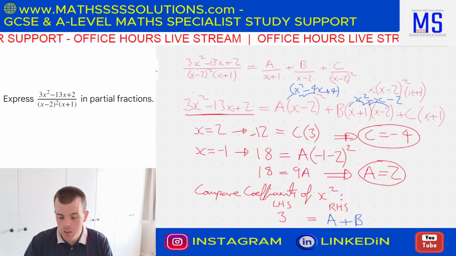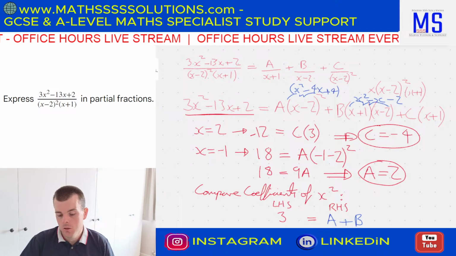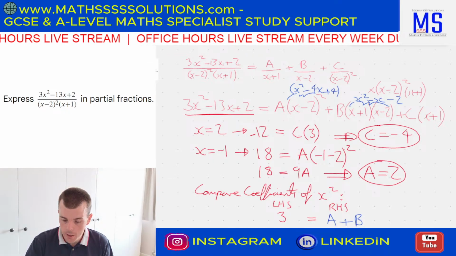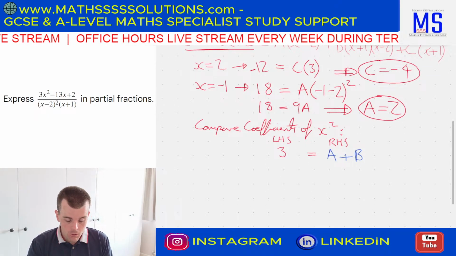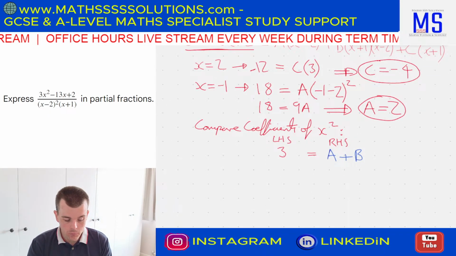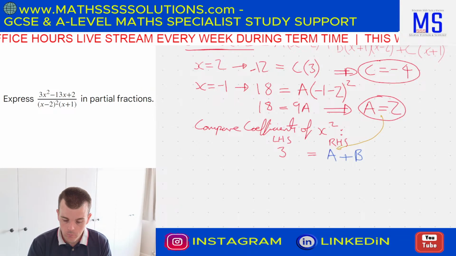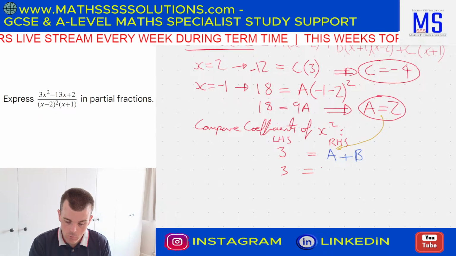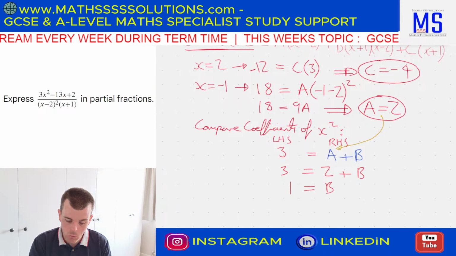You don't need to worry about the c, because c is just multiplied by x's and constants, so you get a constant term and an x term, in other words linear. You don't get an x squared part. Right, so a plus b has to equal 3, so we've got the same amount of x squareds on both sides. You sub in the a equals 2 that you've already found, so 3 equals 2 plus b, and then b would equal 1.